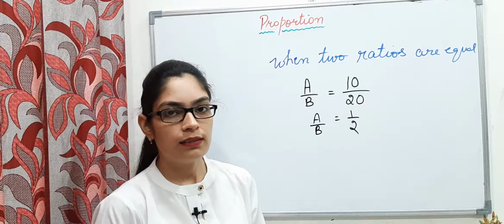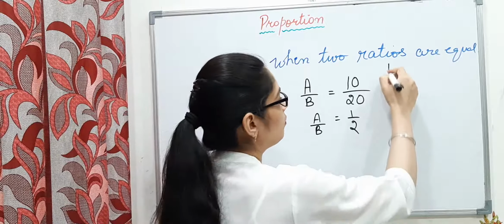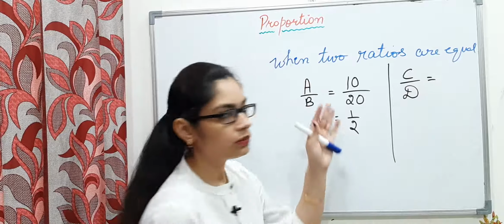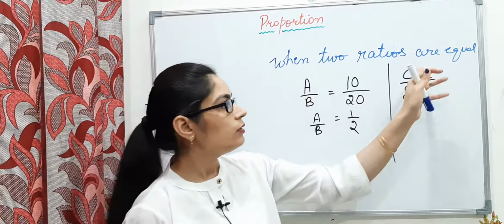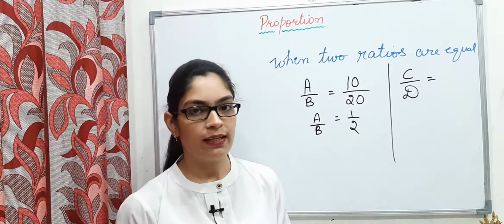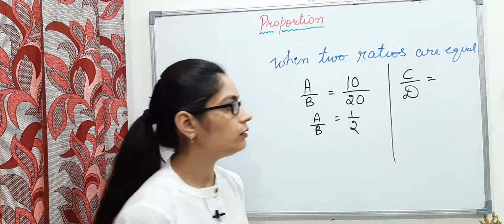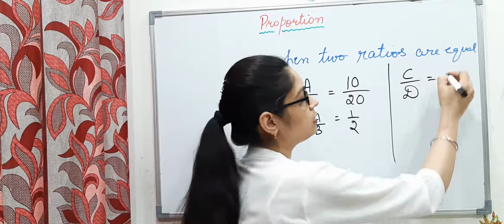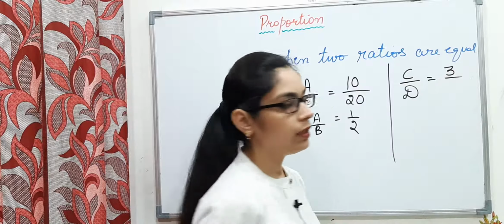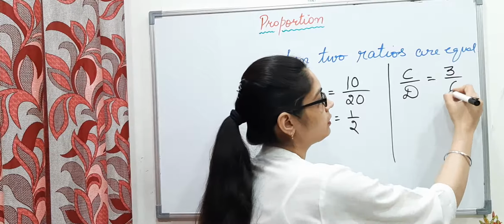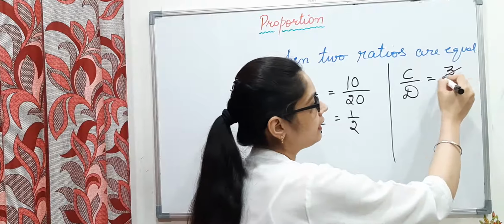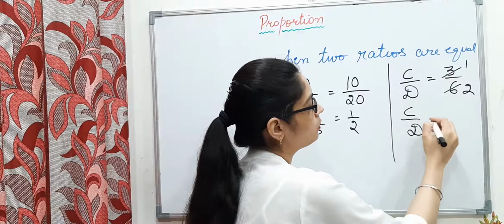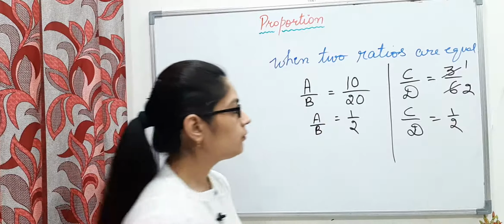Then another example I took, so I will just replace that by C by D because it will be the same. Another ratio I took was the weight of babies. The weight of the first baby was 3 and the second one was 6. So when I took the ratio, I got 1 by 2. So C by D is also 1 by 2.